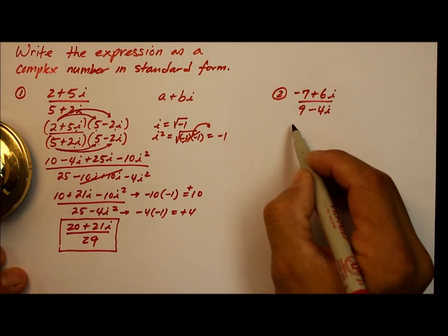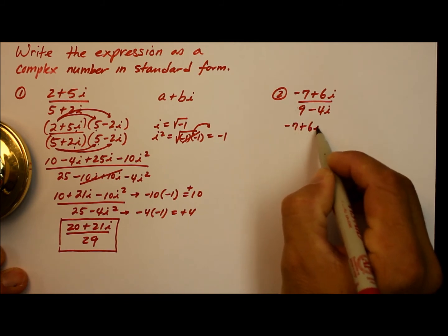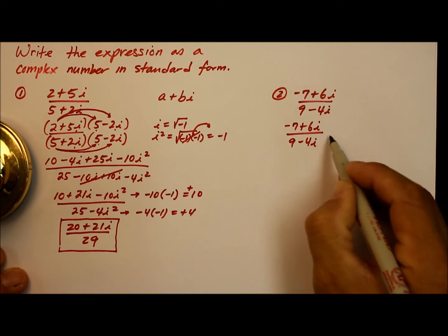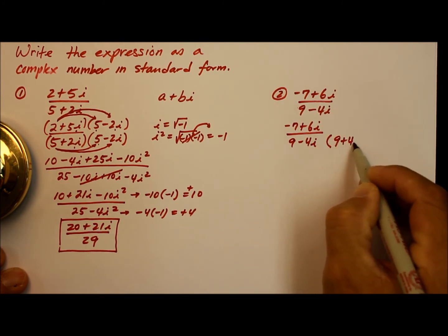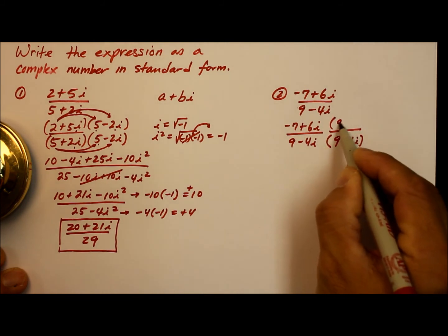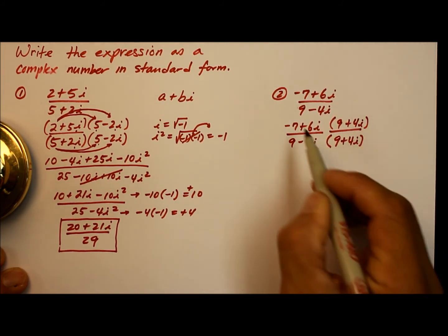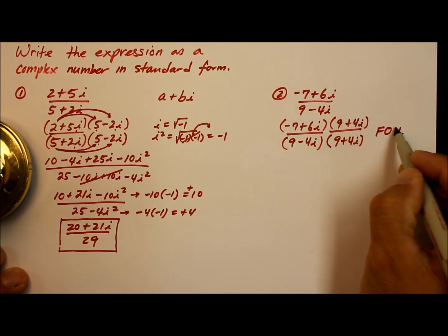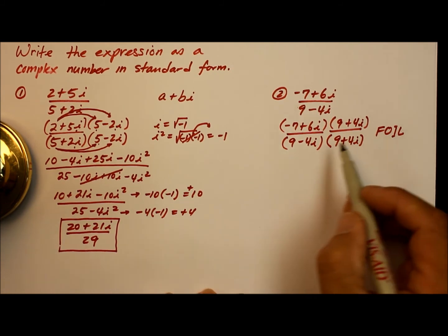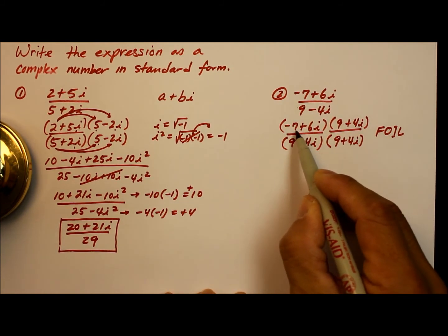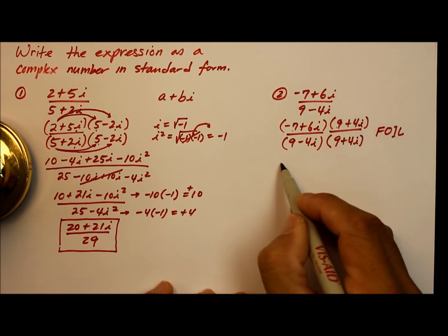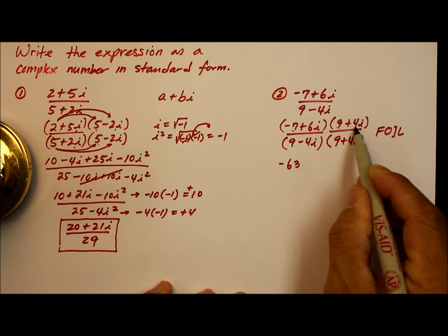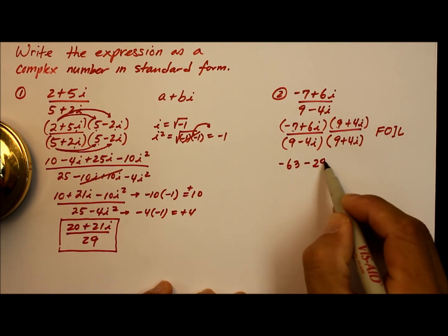Good. All right, so now, same thing as the last one. Since we have a binomial on the bottom, we're going to multiply its conjugate to the top and the bottom of the quotient. So we're going to have to do the distributive property, the FOIL method. Remember FOIL? So we first multiply the first of the two binomials, negative 7 and 9 gives you negative 63. And negative 7 times positive 4i is going to be negative 28i.